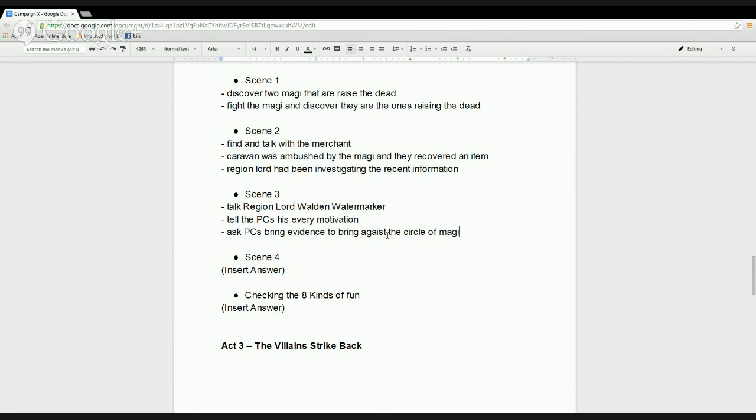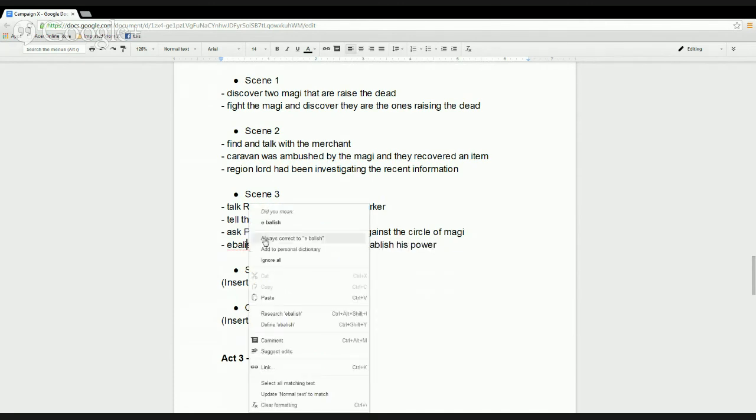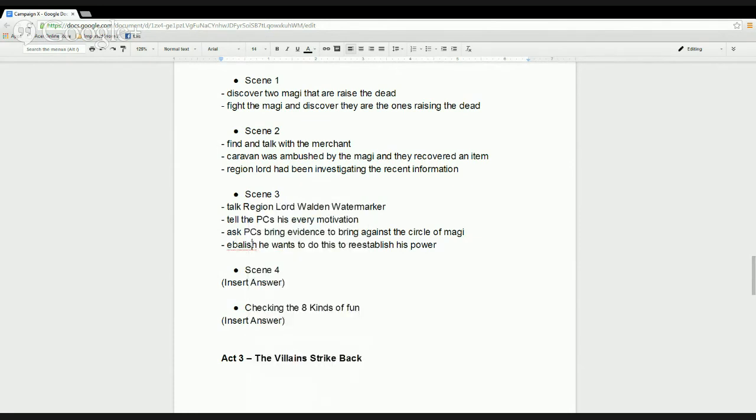Okay. And if they can bring that evidence, then he will bring that righteous justice. We also want to establish that he is not necessarily the best guy. He's not a good guy. He's a neutral force. And that he is going to bring sword to everything, and he very much wants to do this to reestablish his power. And that keeps him out of good guy territory.